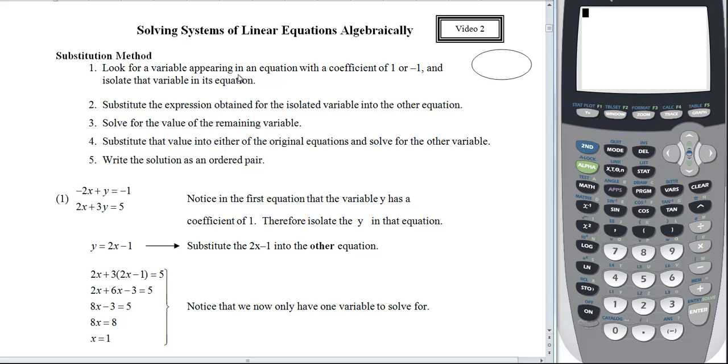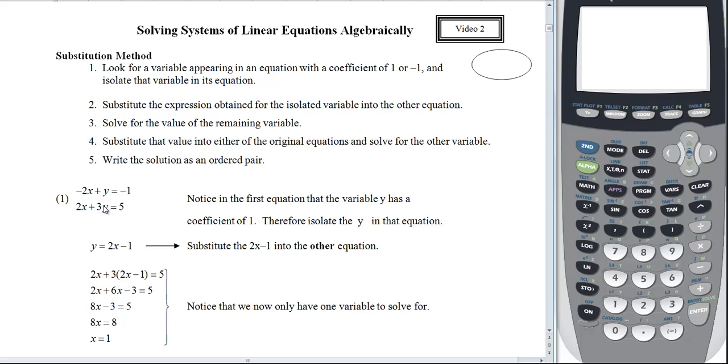First, look for a variable appearing in an equation with a coefficient of 1 or negative 1 and isolate that variable in its equation. We're going to substitute the expression obtained for the isolated variable into the other equation and solve for the value of the remaining variable. Substitute that value into either of the original equations and solve for the other variable, and you write your solution as an ordered pair. So here's an example.